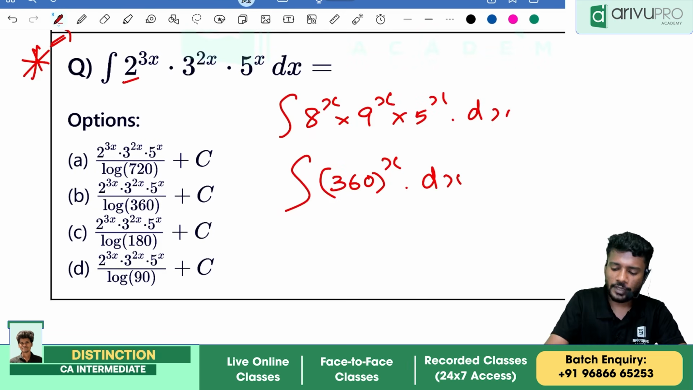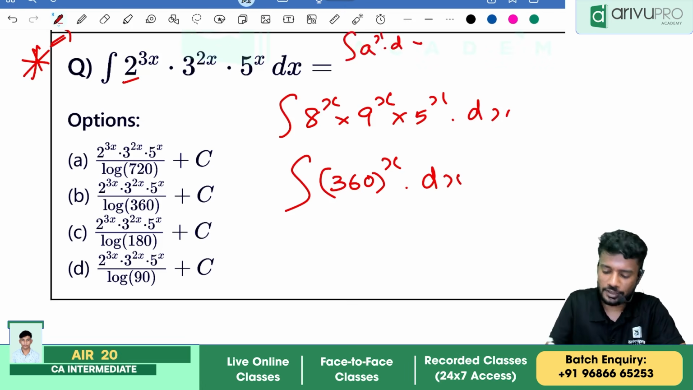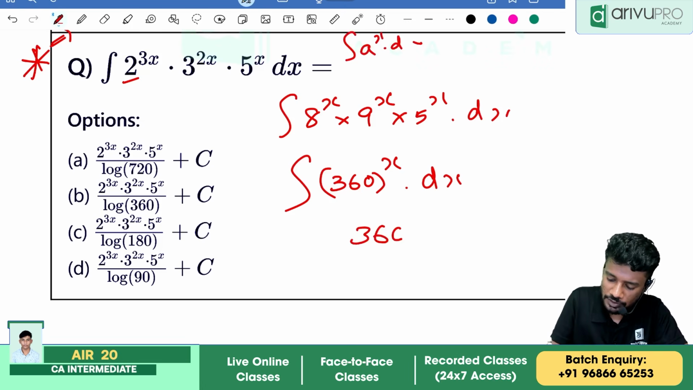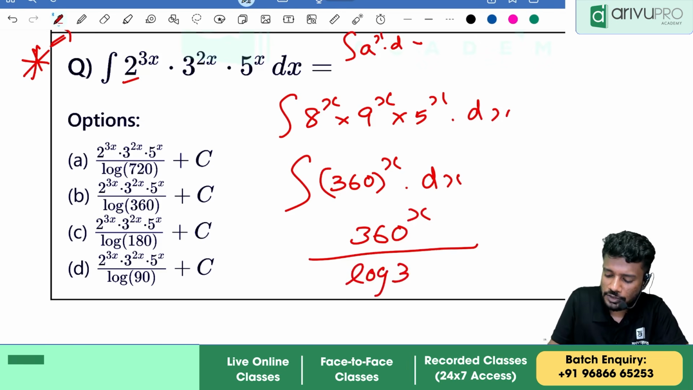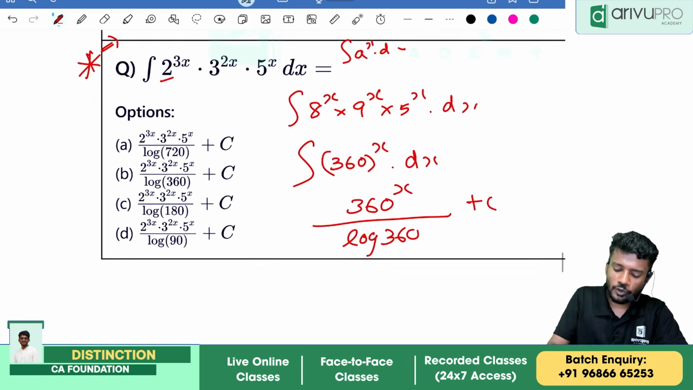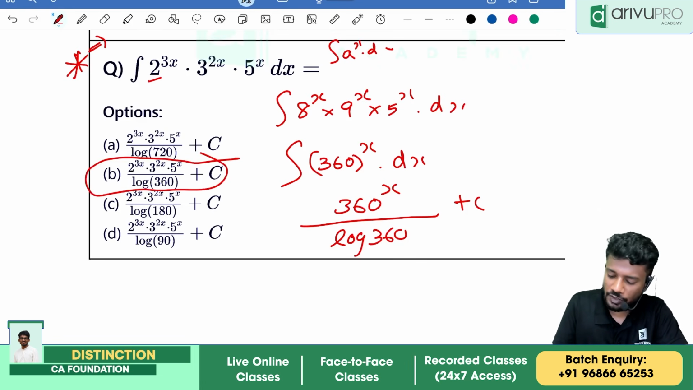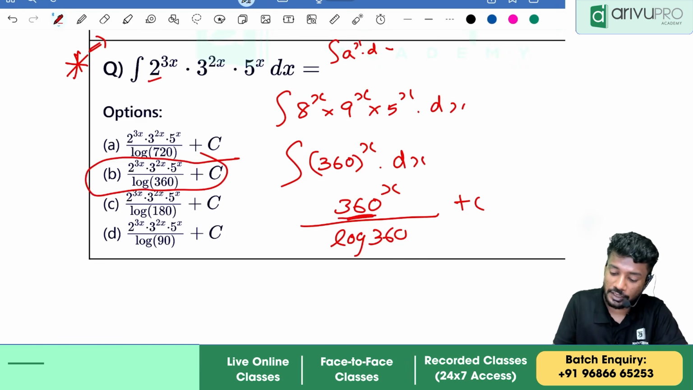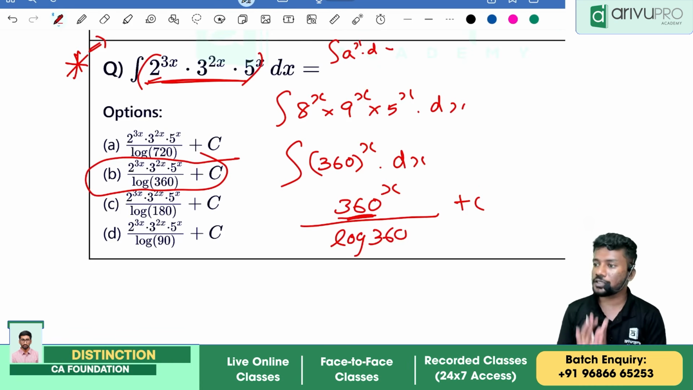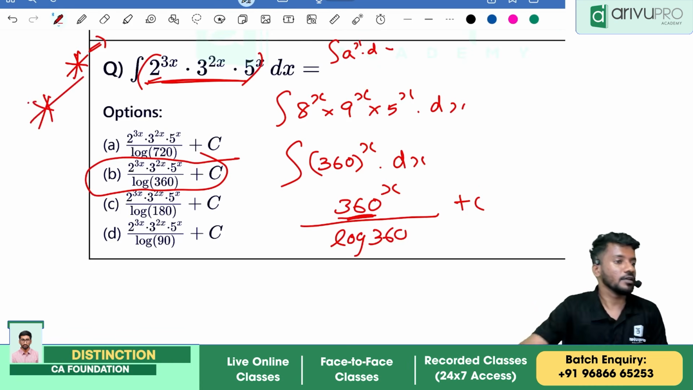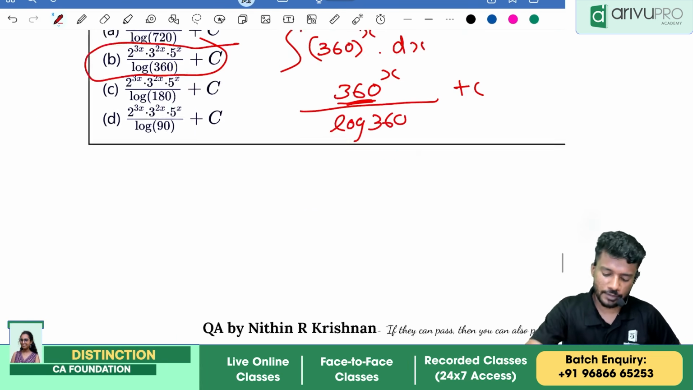Now it is of the form integral a raised to x dx. You tell me what is integral a raised to x dx. That is nothing but 360 raised to x divided by log 360 plus c. Now looking at the options, what is the answer? Option B is the answer. Anyway, we know that 360 raised to x is nothing but our given thing. Yes, so that's your answer. Very, very important. Can we do the next one? Yes.